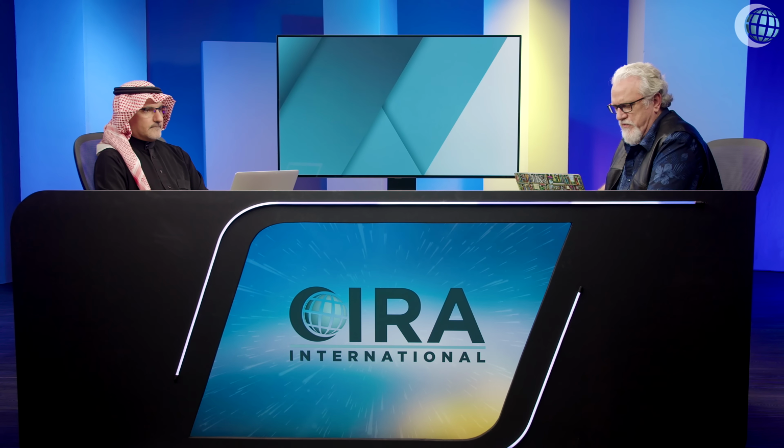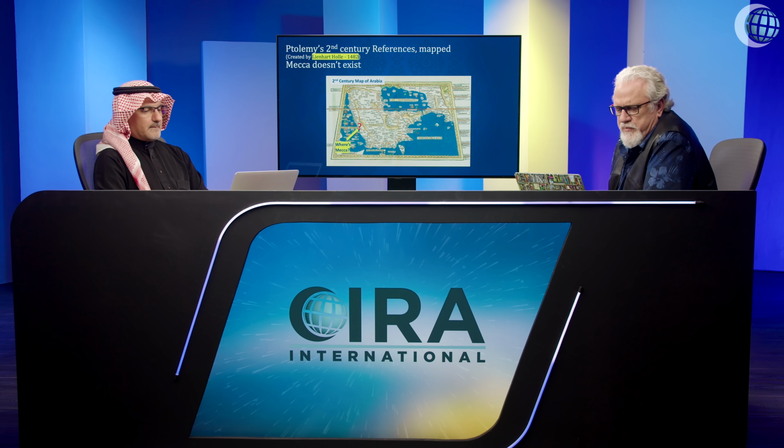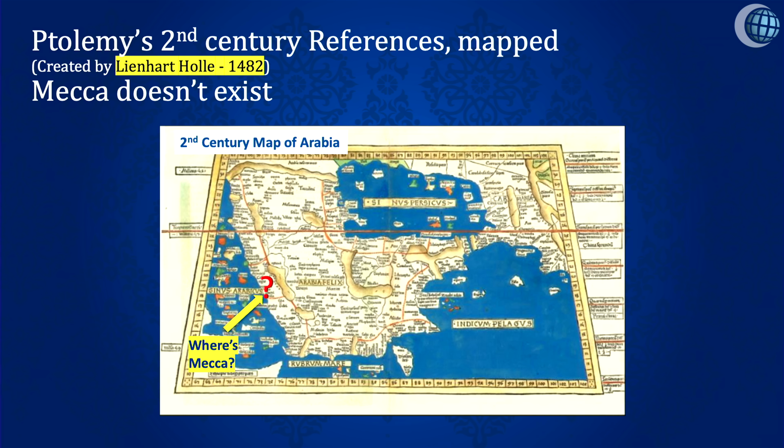So this is the very first one. And this was created by Leonhard Holle. See his name up there in yellow? 1482. So we're talking about the 15th century, this is 800 years after Muhammad. So this is 1500 years after supposedly Mecca existed. And he is taking Ptolemy's references, putting all the names that he could find, and putting them where he thought that Ptolemy was referring to.